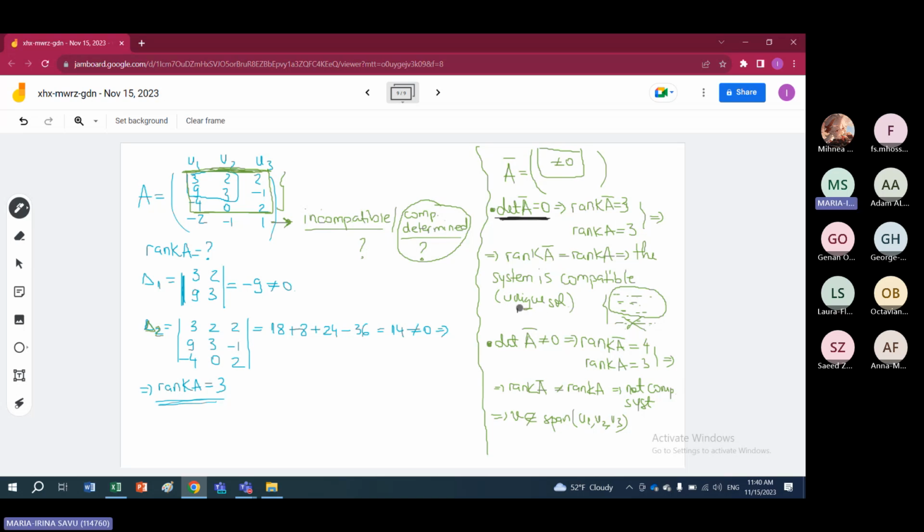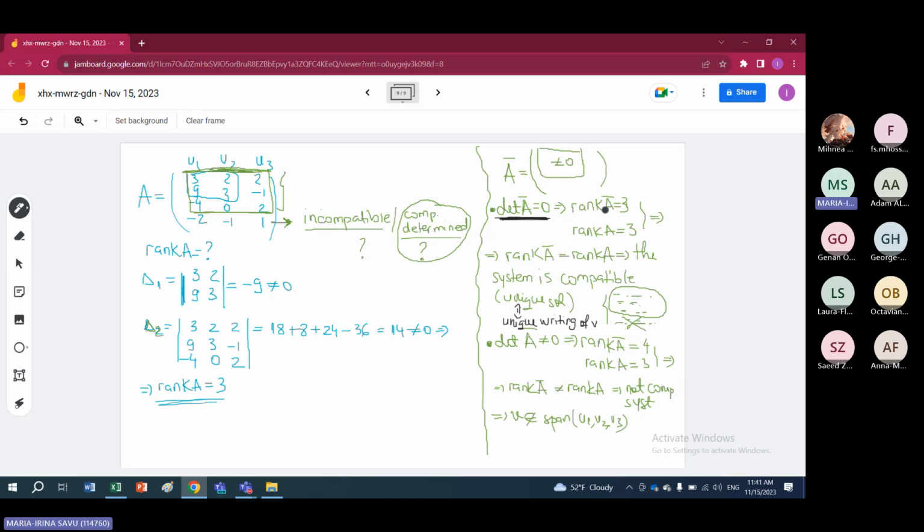Unique solution is equivalent to a unique writing of V in terms of U1, U2, U3. So do you see that the fact that the rank is 3 is equivalent to the fact that U1, U2, U3 are independent?